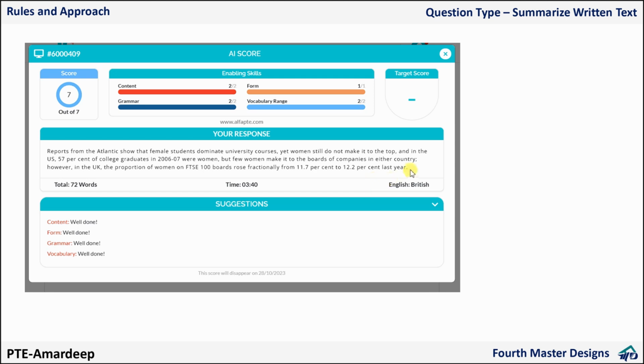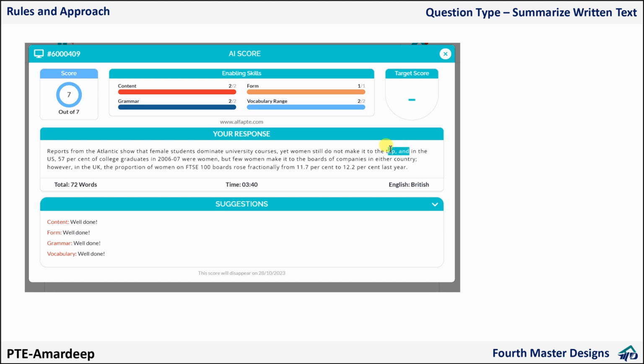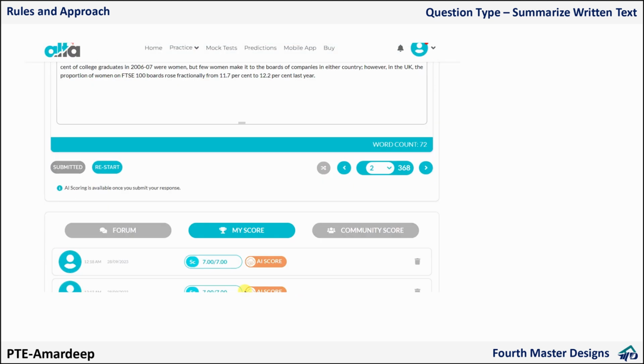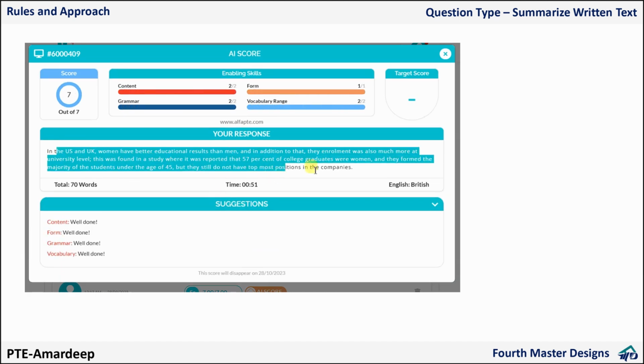So I did it in two ways. This is what I copied from the passage. I just put 'and' here, then I put 'but' here, then I put 'however' and a semicolon here. Everything else is copied from the passage. I got 7 out of 7. And here, I wrote something on my own. It was very basic. Still I'm getting 7 out of 7.